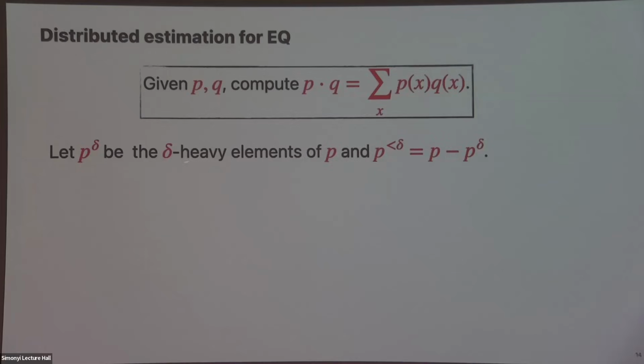Okay, it's extremely simple. Let P delta be the vector of delta heavy elements of P, which basically means you look at P. If this coordinate is larger than delta, you let it be. If it's smaller than delta, you zero it out. So this is often called the head of the distribution. Since it contains the heavy elements, it's 1 over delta sparse. And P less than delta is the tail. It's all the small stuff.